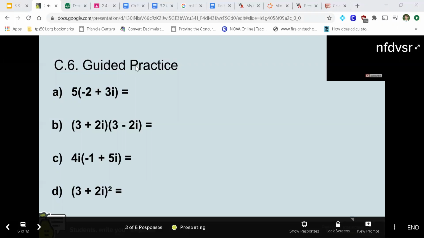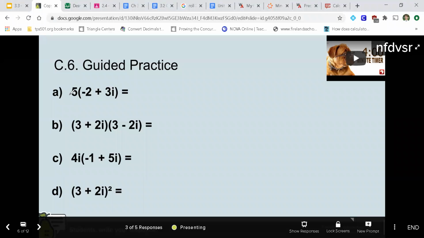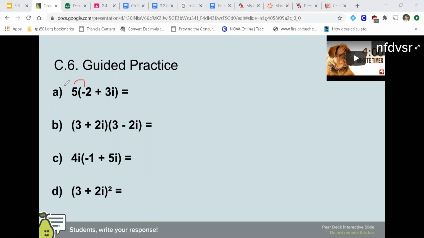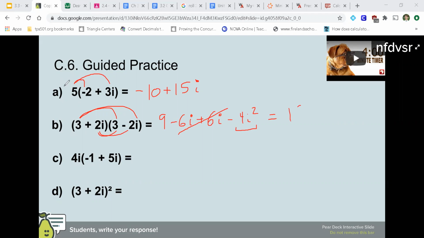Okay. Looking at the pair deck, I think we're in a good position here. So if I distribute these, first one, you should have got negative 10 plus 15i. Second one, 3 times 3 is 9. 3 times negative 2i is negative 6i. 2i times 6 is positive 6i. 2i times negative 2i is negative 4i squared. Notice that the middle two terms cancel. This is really negative 4 times negative 1, so it's really plus 4, and 9 plus 4 is 13.